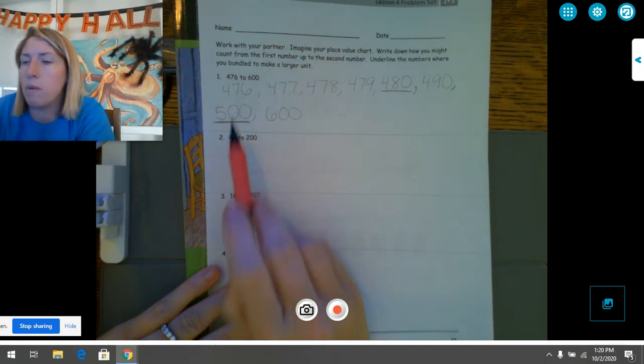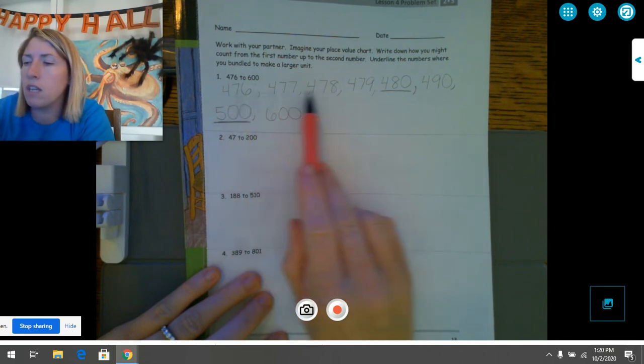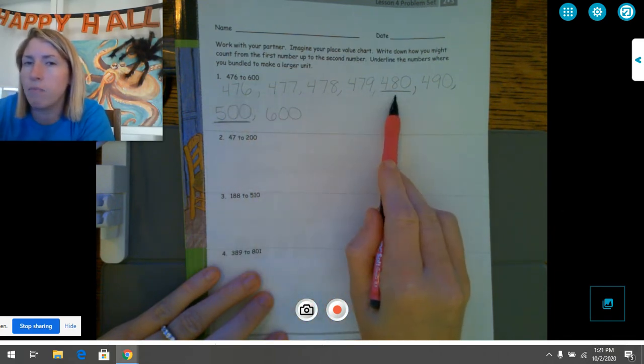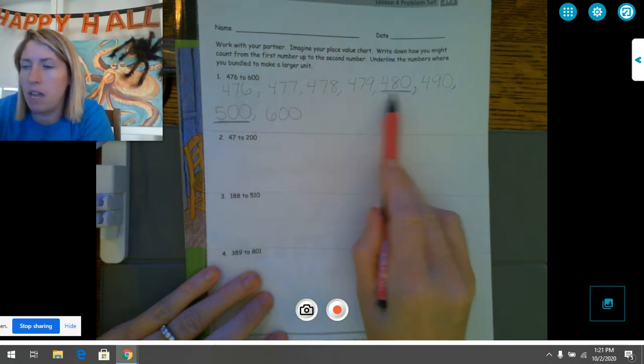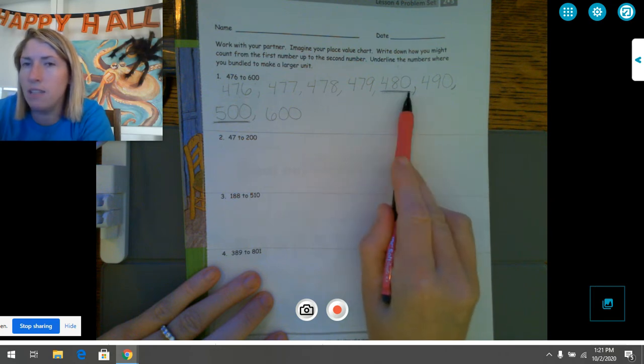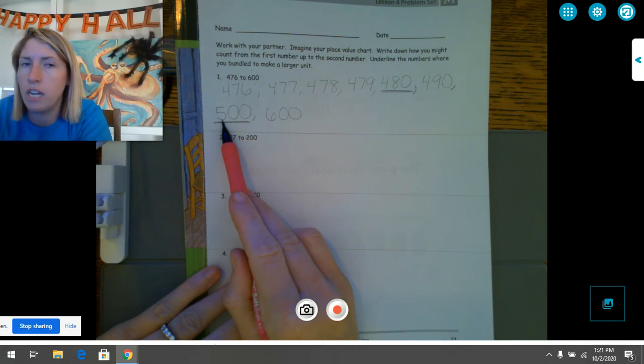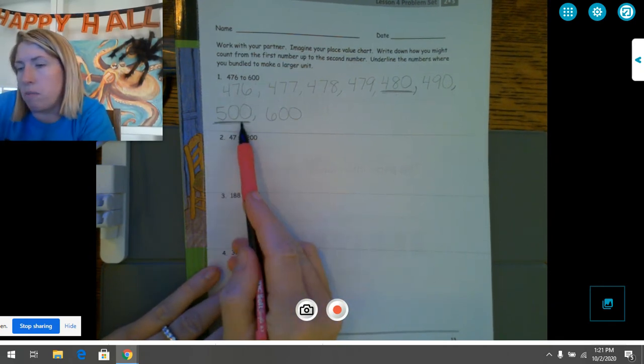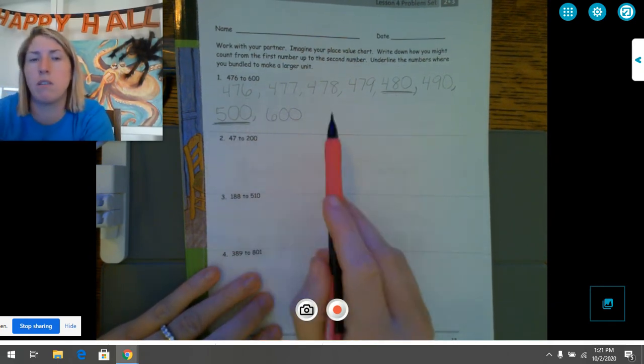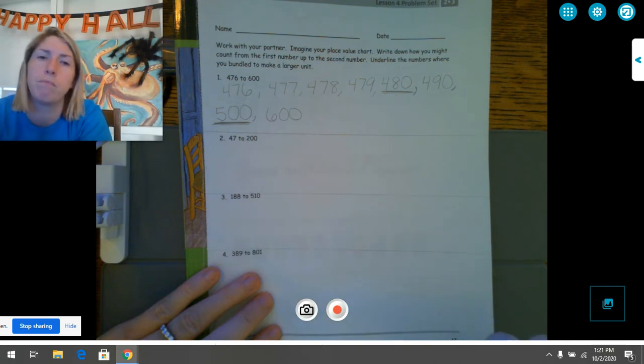So we're good. We counted by ones from 476 up to 480. And then I underlined it because now we're going to switch and count by tens. We counted by tens. We said 480, 490, 500. And then I underlined the 500 because we're going to switch and count by hundreds. And then we said 500, 600.